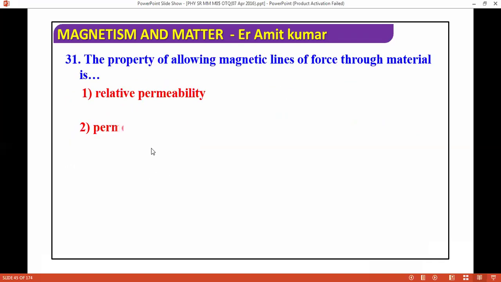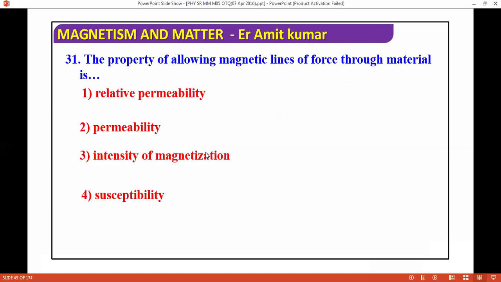Next question: the property of allowing magnetic lines of force through a material is relative permeability, intensity of magnetization, susceptibility, or permeability. So allowing magnetic lines of force through a material is permeability. If it is not allowing, then you can take the concept of relative, because you are putting some other medium which will obstruct the flow of magnetic lines. Next question we are moving ahead.